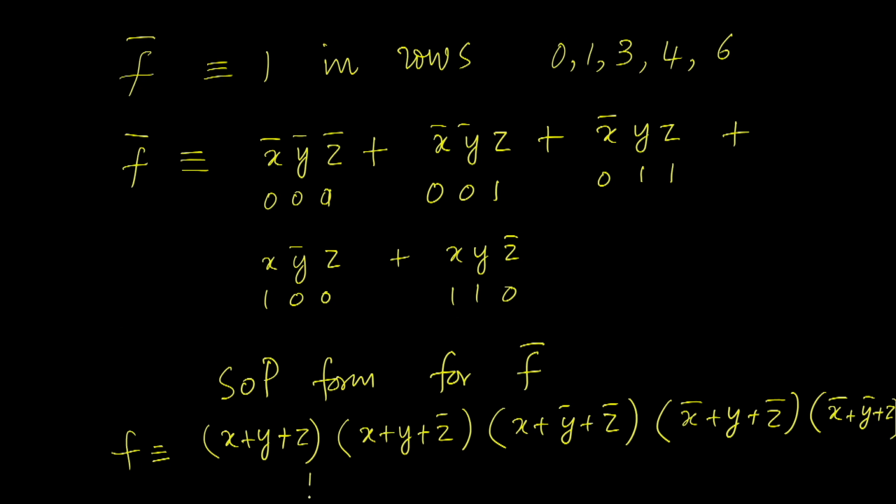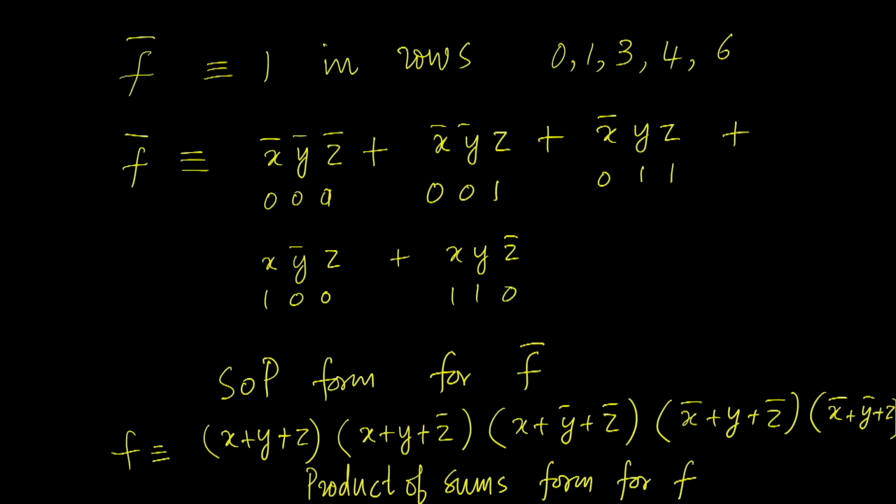This is the product of sums form for f. So what this shows is that we can find the product of sums form for f when we are given the truth table for f.